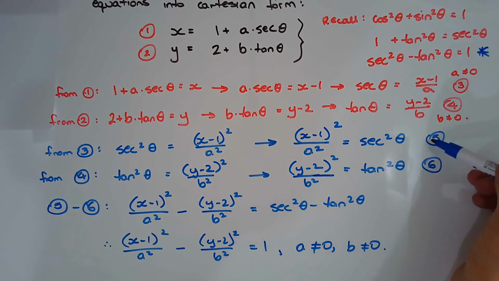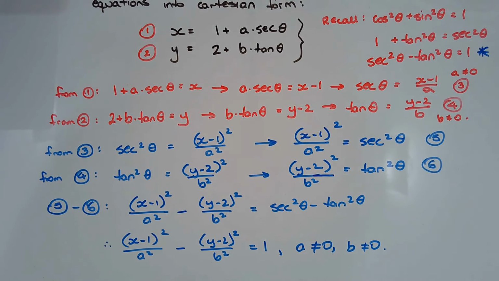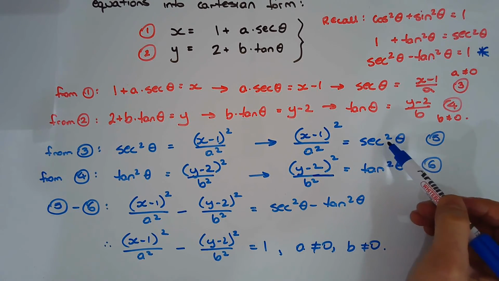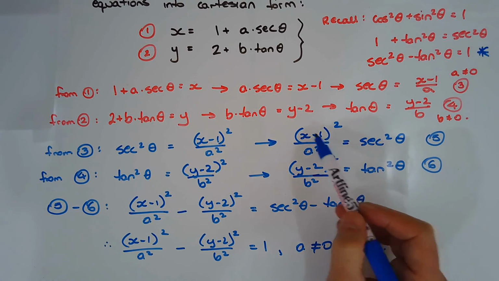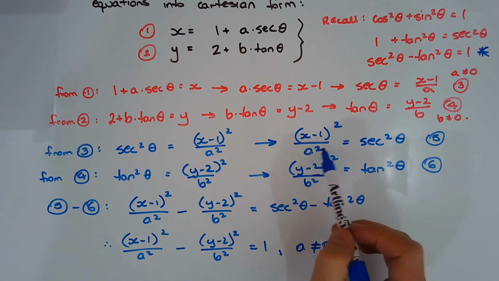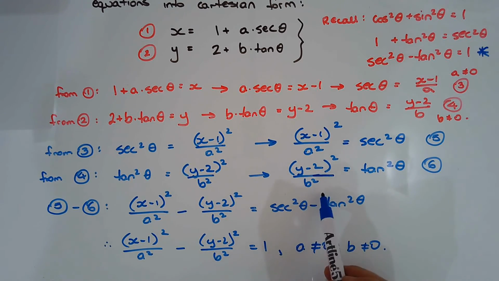So if I take equation number 5 and subtract from it equation number 6, you'll have sec squared theta minus tan squared theta on one side of the equation, which I can conveniently replace with the number 1. So equation 5 minus equation 6, subtracting one left-hand side from the other, respectively. So x minus 1 all squared over a squared minus y minus 2 all squared over b squared is equal to sec squared theta minus tan squared theta.